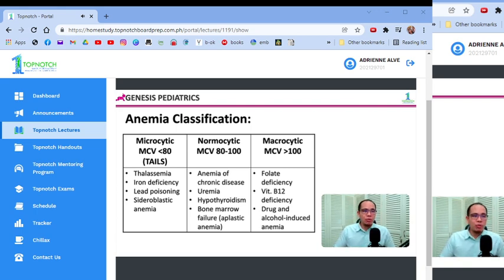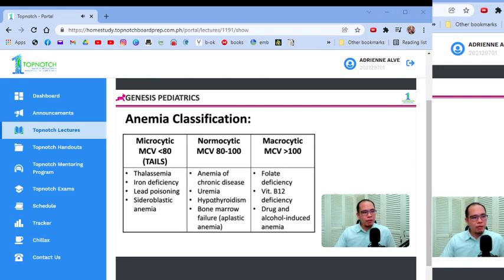And the value to memorize would be 80 to 100. That's the normal value. Below 80, that's microcytic. Above 100, that is macrocytic. Okay? A lot of times, dito iikot yung differential diagnosis nyo sa microcytic. Okay? Macrocytic is very easy. That's usually folate versus B12 deficiency. Okay? The difference is B12 presents with neurologic deficits. Folate wala siyang neurologic deficit. Okay? And other causes of macro would be drug and alcohol-induced anemia.